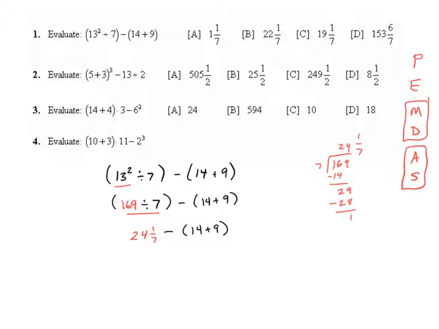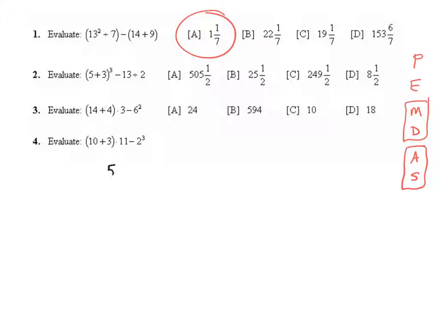Now that I have finished the first parentheses of this problem, I'm now to the second parentheses. So even though I went through the whole order of operations inside this first parentheses, I now have to do the same thing in the second parentheses. Of course, in the second parentheses, there's only one operation, but I need to go ahead and do it. 14 plus 9 is 23. And I'm going to go ahead and rewrite every other part of my problem. And now I'm left with only one operation, 24 and 1/7 minus 23, which is 1 and 1/7. So our answer is A.